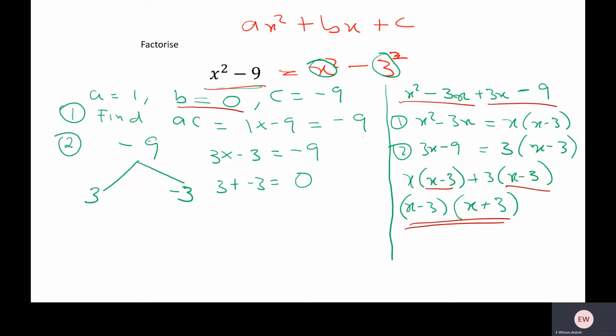So let's see how we can use difference of two squares to solve some problems. And one thing I want to mention is that when you expand this bracket, you are going to get x squared minus 9. You can try that and see.